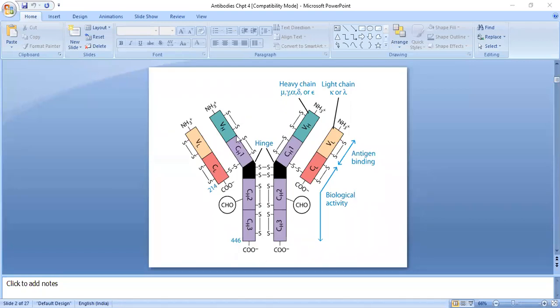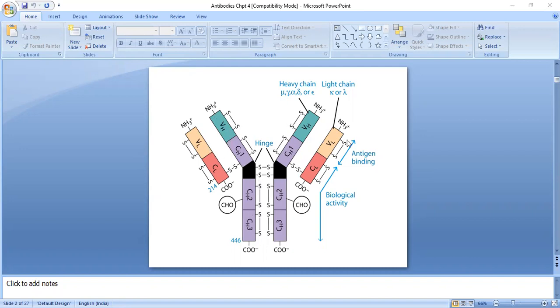See here, there is a heavy chain. In the center portion, both heavy chains are combined with two individual disulfide bonds. These disulfide bonds are known as interdisulfide bonds. If a bond connects two individual molecules, that is called inter. If a bond connects within the molecule, that is called intra. Intra means inside, inter means in between, right?